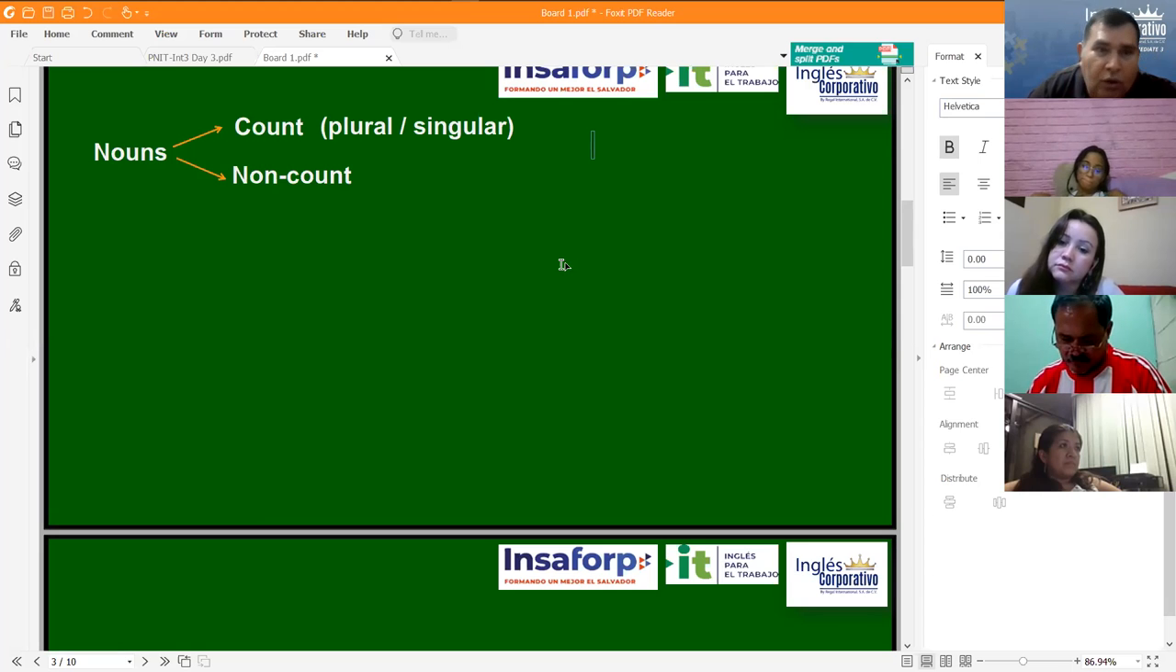Okay, now what happens with non-count nouns? Non-count nouns don't exist in units. Maybe when we think about non-count nouns, we're thinking about liquids. We're thinking about metals. We're thinking about energy.